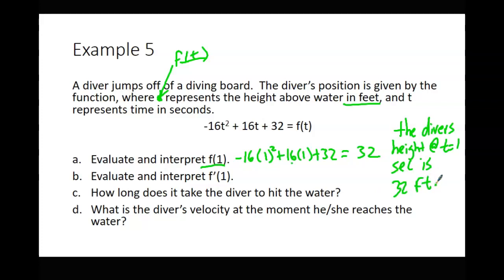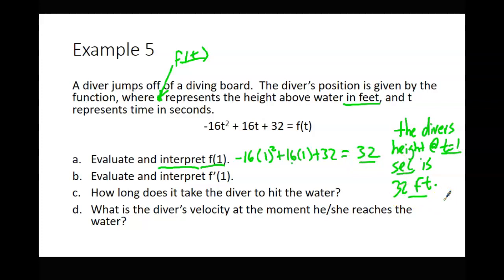Now I want you guys to notice something. Anytime you're asked to interpret, you want to include all the units that are being asked about. So I tell you what t equals 1 is. It's in seconds. And I also tell you what 32 is. It's feet.